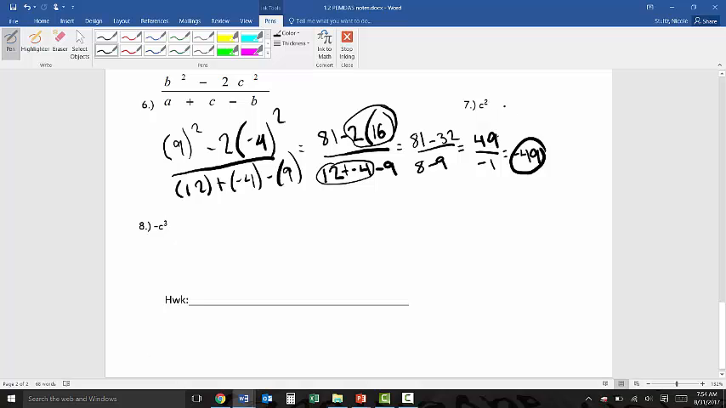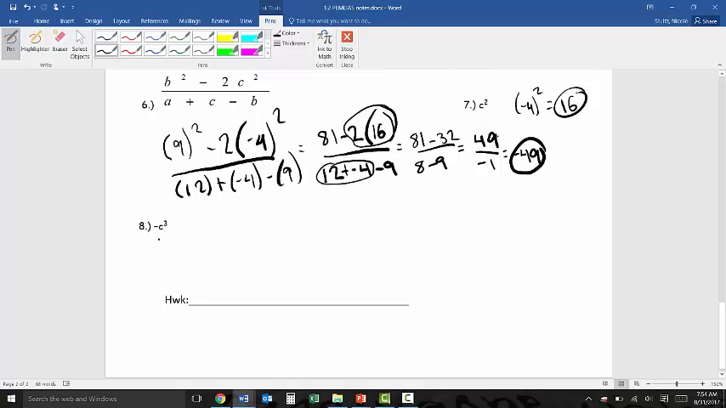All right, 7, that should be easy. So C is going to be equal to negative 4. So negative 4 squared is going to be positive 16. Anytime you have an even exponent, whether the number is positive or negative, it's going to be a positive outcome. So that's just something we need to know.